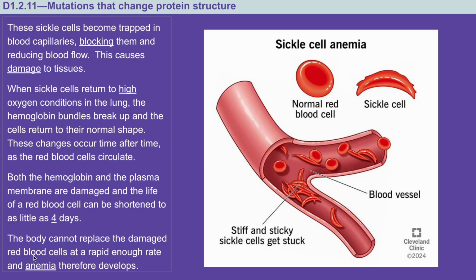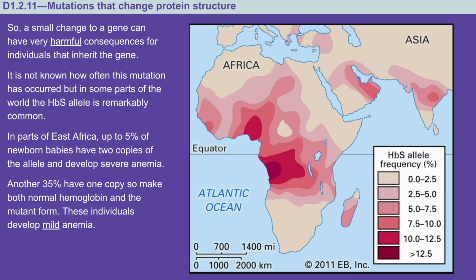And so therefore anemia develops, that low red blood cell count, and can lead to reduced ability to carry oxygen around the body. And so in conclusion, a small change to a gene can have a very harmful consequence for individuals that inherit that gene. It's not known how often this mutation has occurred, but in some parts of the world, that allele for sickle cell anemia is remarkably common.